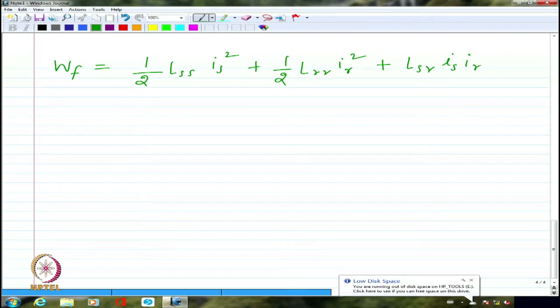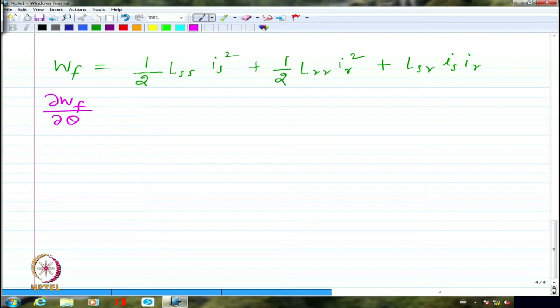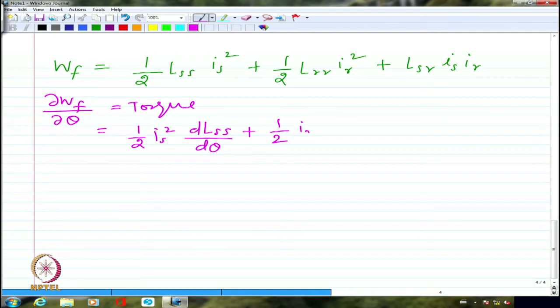Now if I try to look at dou WF divided by dou theta, because I have to look at the whole thing with respect to theta. This will give me, rather than force, I should call this now torque, because we are just migrating to the rotational system directly. Right? So in which case, I should have this to be half IS square dLSS by d theta. And I will have half IR square dLRR divided by d theta.